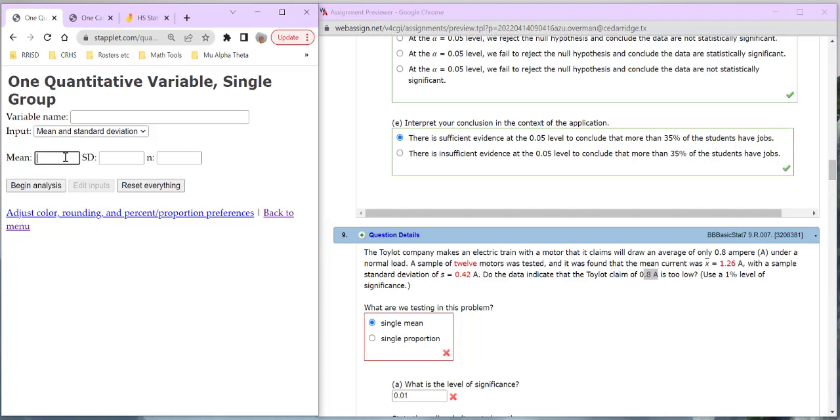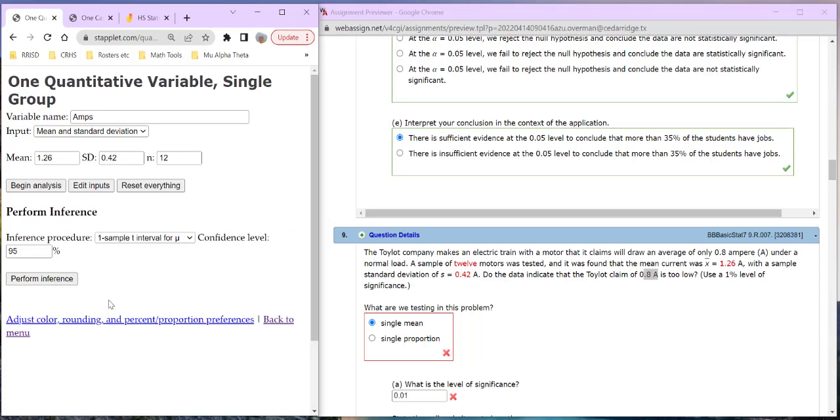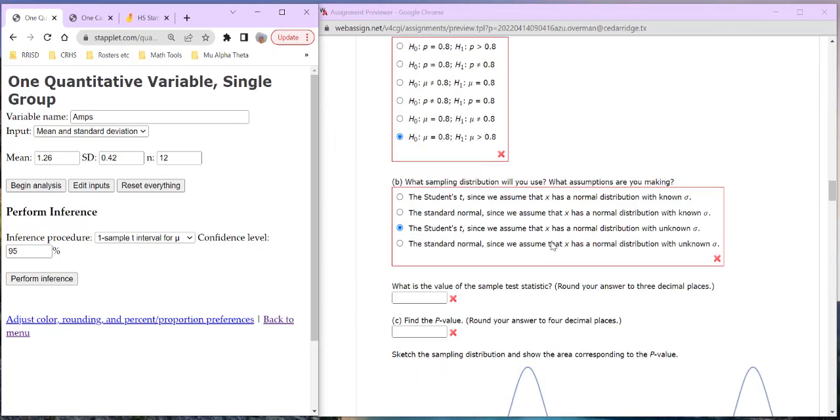All right. And the mean, x-bar, is 1.26. I can write amps here if I wanted to have some context. Standard deviation is 0.42. Sample size, a sample of 12 motors, so 12. Begin analysis. Now notice I don't have any graphing on this one because I don't have any individual data to graph. And we're going to do a one-sample t-test.